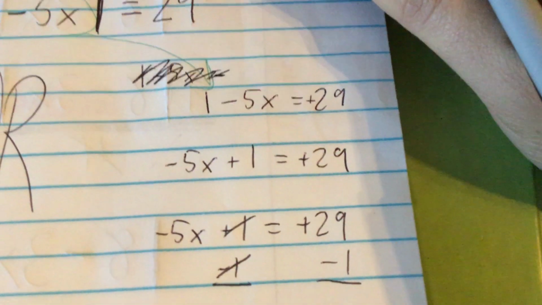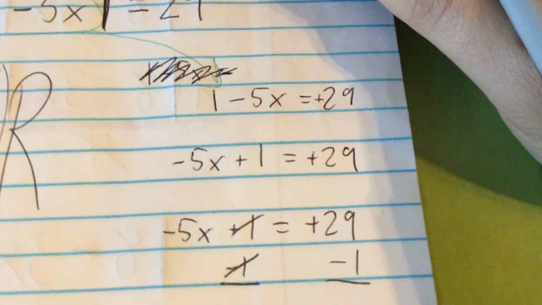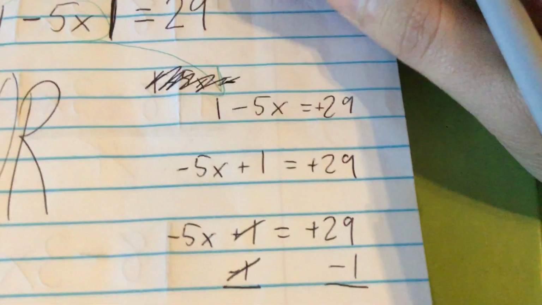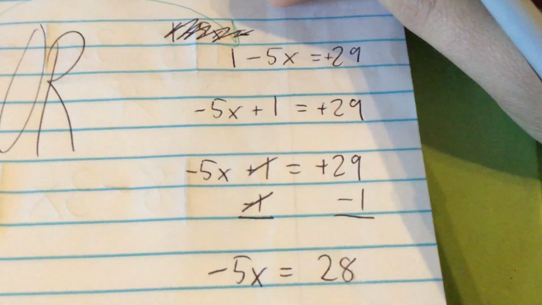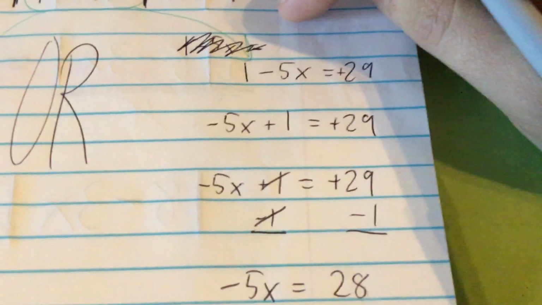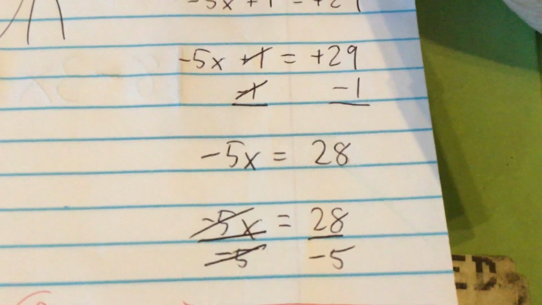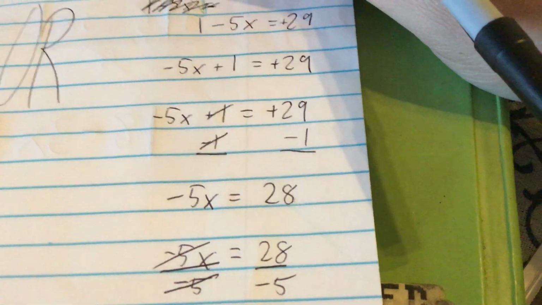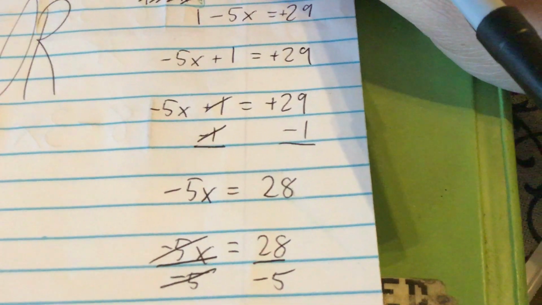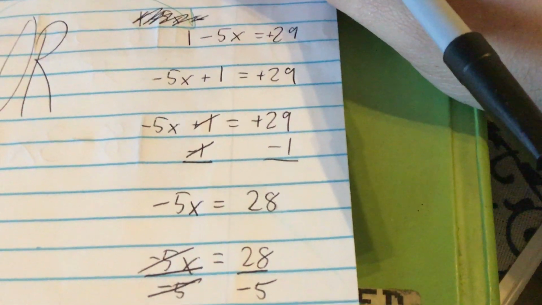I would need to subtract 1 from both sides. Now that I've got negative 5x isolated, this becomes negative 5x is equal to 28. And then I divide both sides of the equation by negative 5. Now, you could write this as 28 over negative 5, and it can't be simplified. Be my guest, that's totally fine.